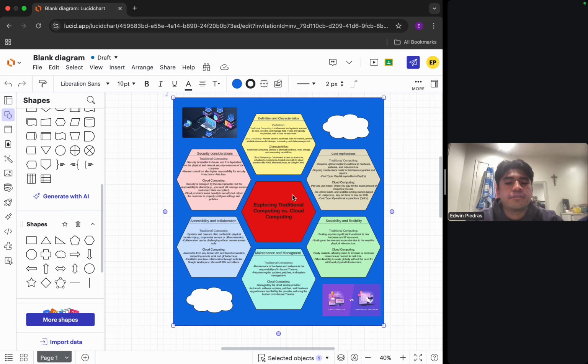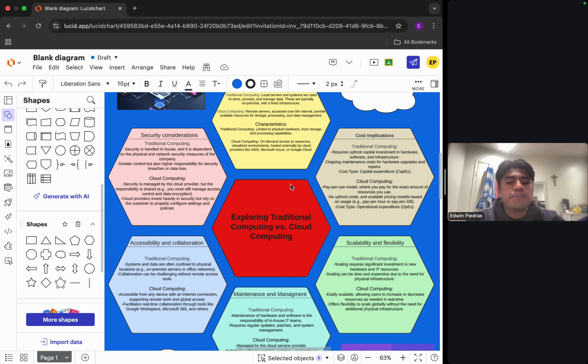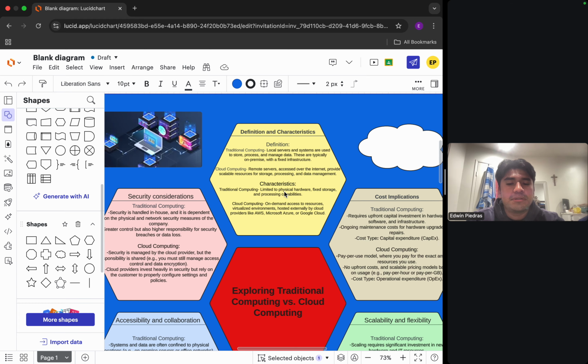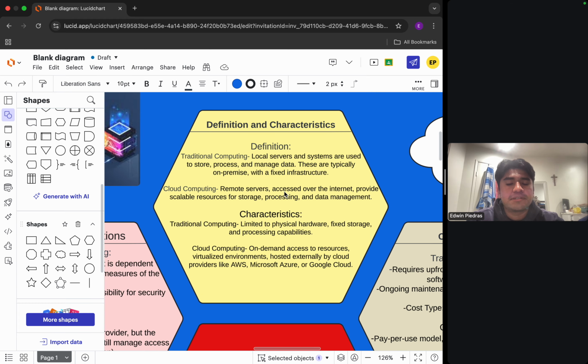My name is Edwin, and today I will be demonstrating my infographic. This infographic explains the difference between a traditional computing system and a cloud computing system. So I'll be starting off with the definition and characteristics of both of these.